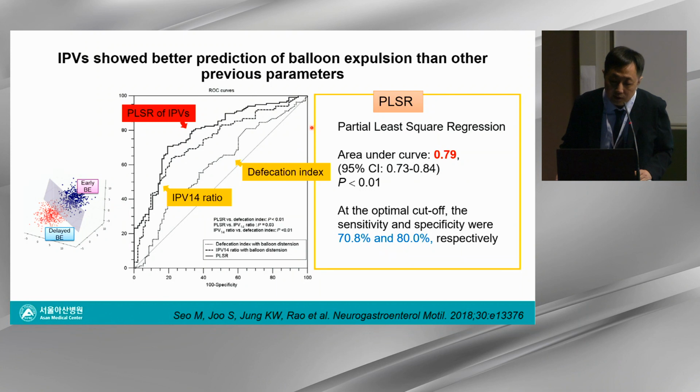In this study, we also found that the IPV 1-4 ratio showed a better prediction of balloon expulsion compared to the efficacy index. However, when we used the partial least squares regression model based on multiple IPVs, we found the area under the curve was up to 0.79. There was a better prediction of the balloon expulsion result compared to the previously used efficacy index or IPV ratio.